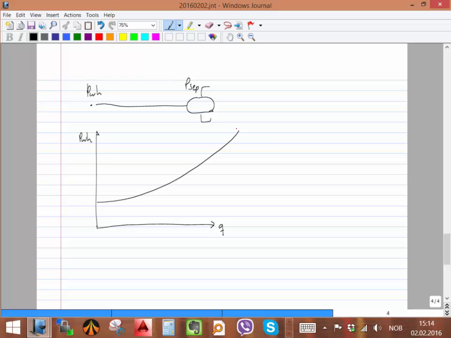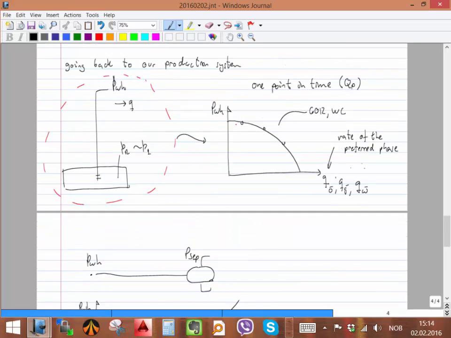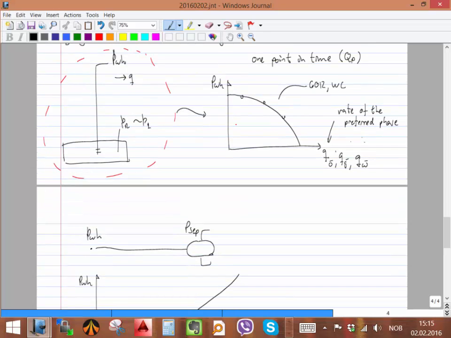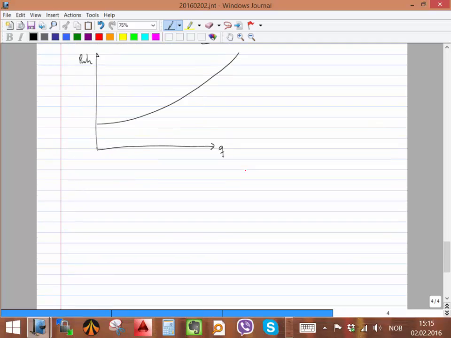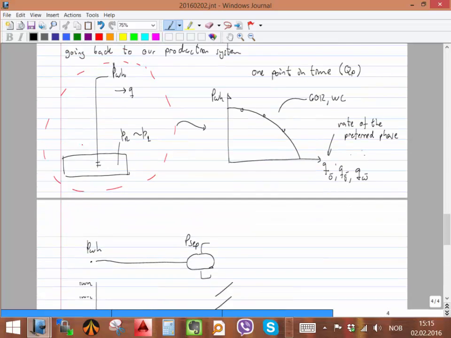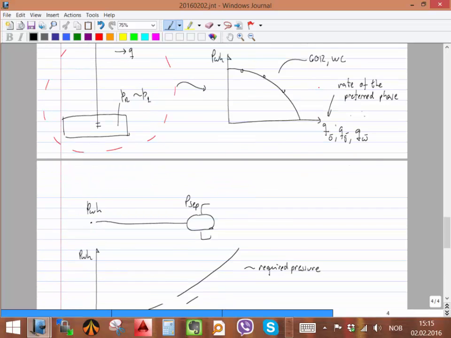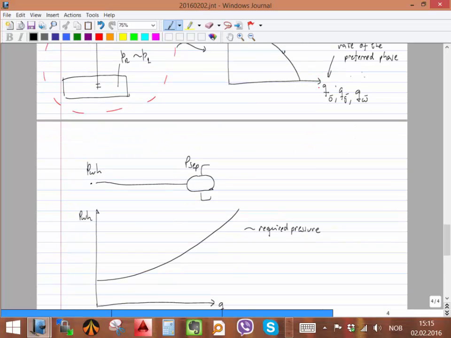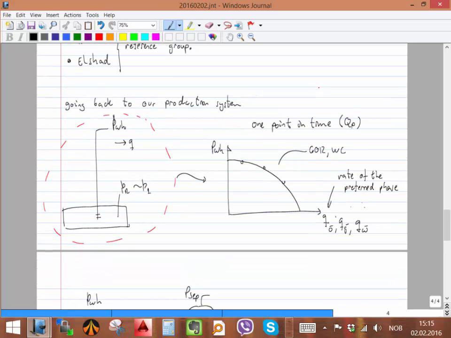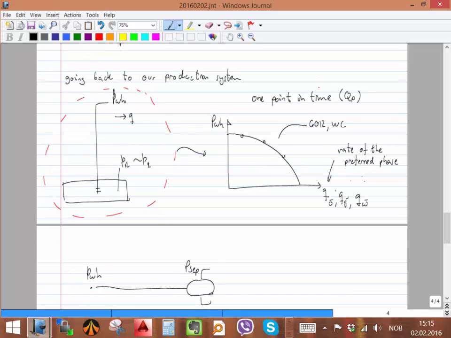Now if you want to calculate the operating rate, we have these two curves. When we put them together, there is going to be one unique rate that the system is going to produce. We cannot have multiple rates. So that's the required curve. This is what the separator wants, the pressure the separator needs. And this curve is what the reservoir can give you up to the wellhead. So you want a compromise where what it gives is the same as what it is receiving.